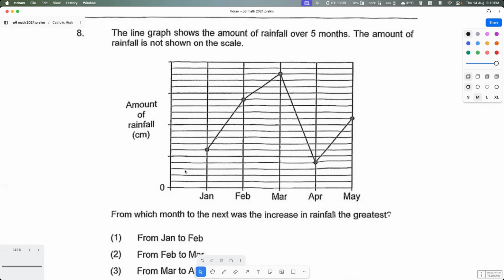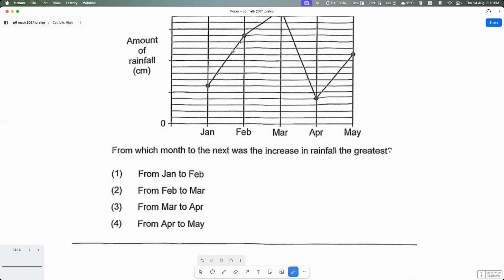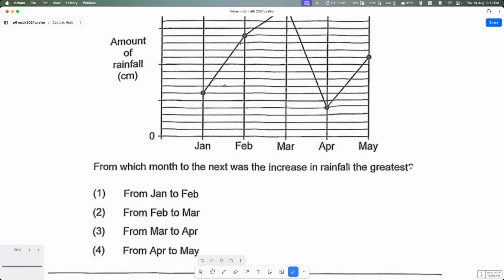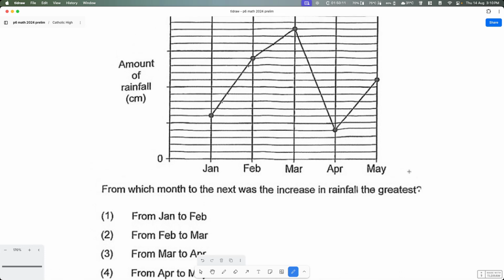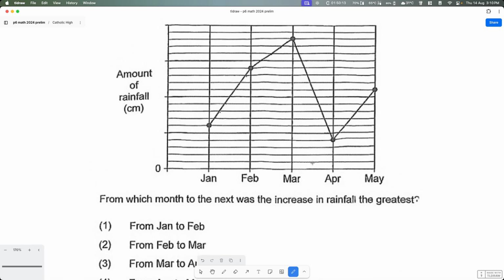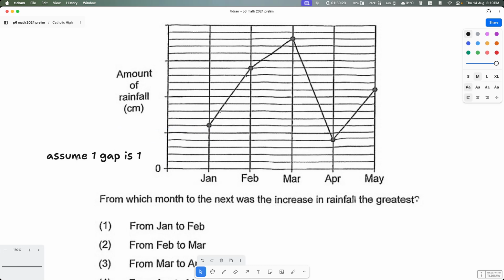Question number 8: the line graph shows the amount of rainfall over 5 months. The amount of rainfall is not shown on the scale. Which month to the next was the increase in the rainfall the greatest? We can just put the differences here, so assume one gap is 1. I think that's the easiest.